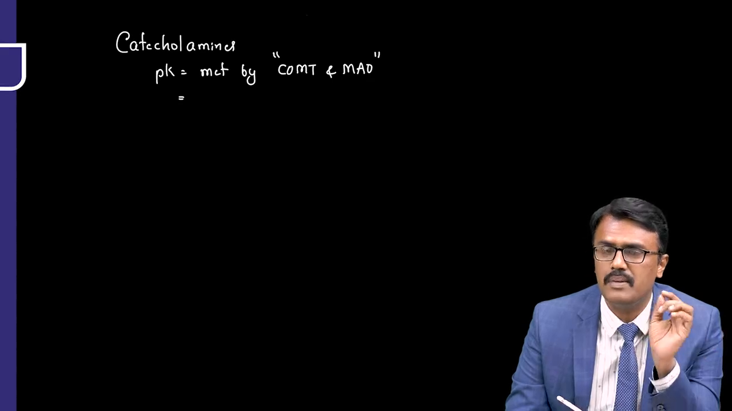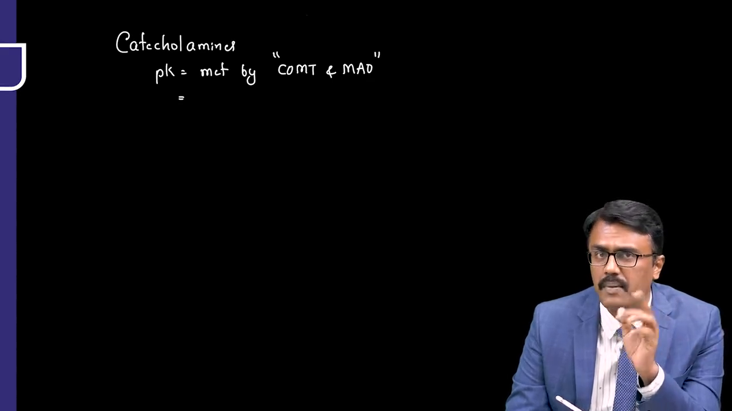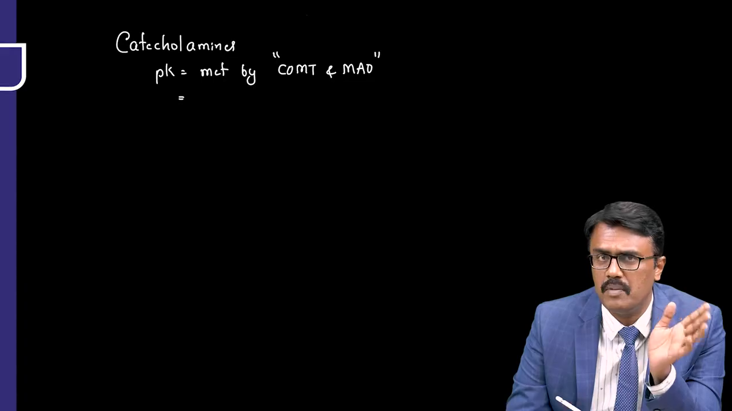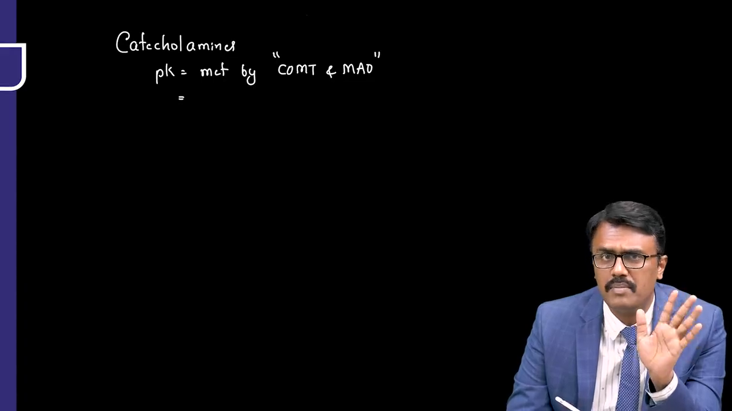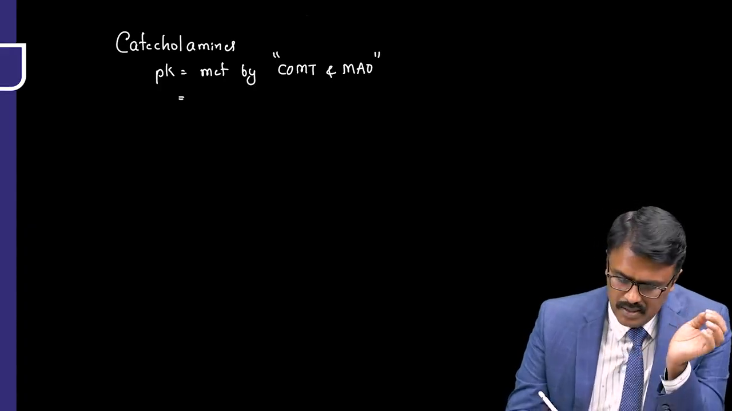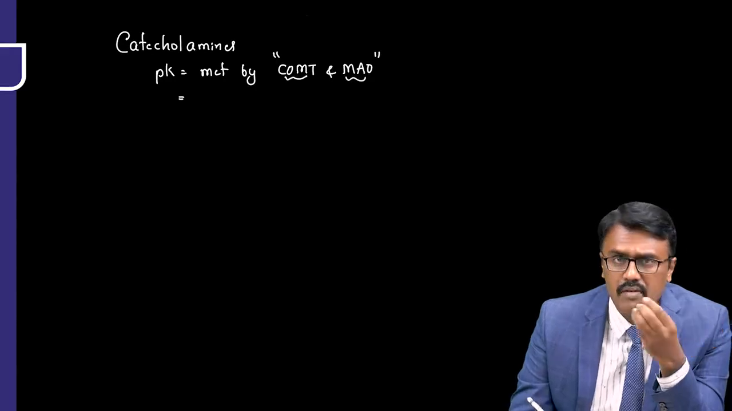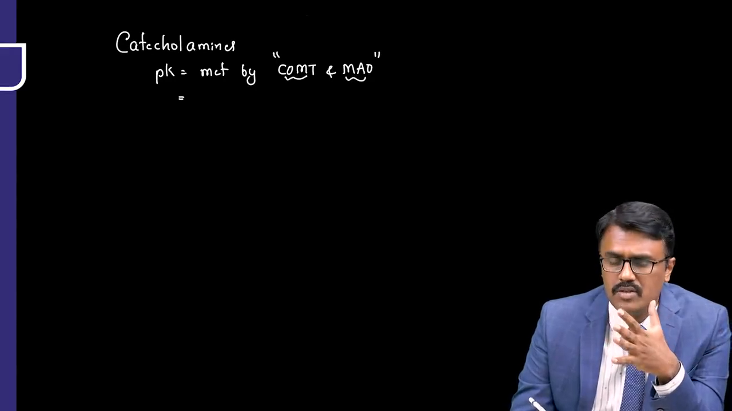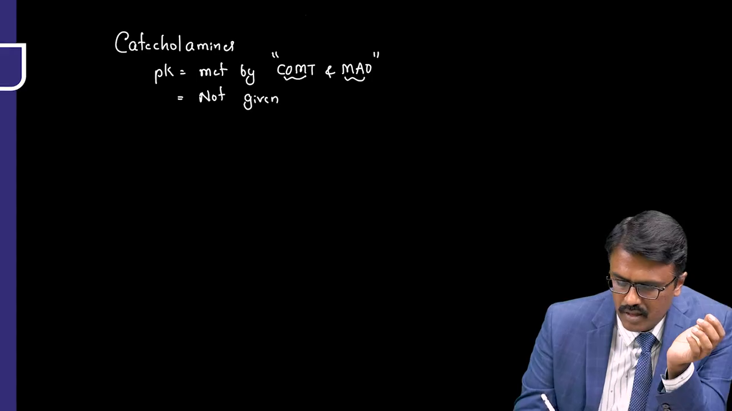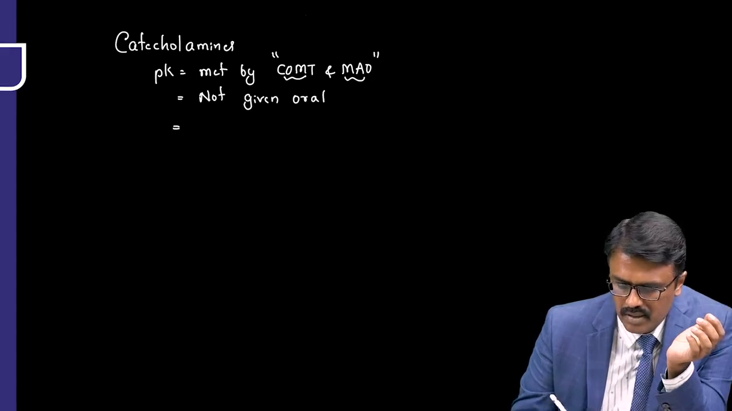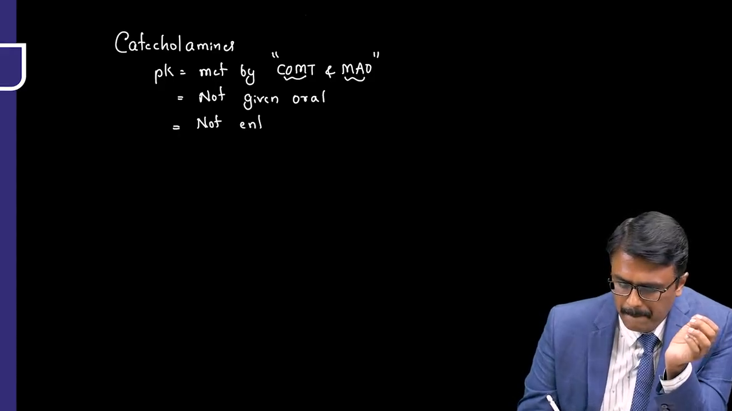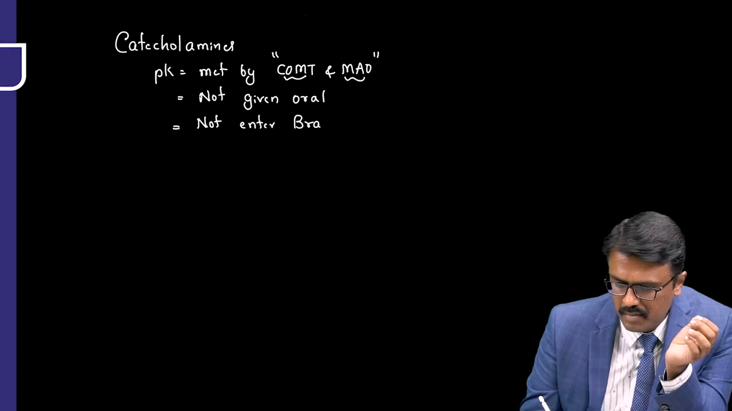I told you in the beginning, normal action is terminated by uptake. Minor is also metabolized by COMT, major is metabolized by MAO, but termination is mainly by uptake. But when you give it from outside, it is metabolized by COMT. COMT and MAO are everywhere. Even if you take these drugs orally, they are metabolized, so they are not given orally. You cannot give adrenaline orally to the patient because it is metabolized. They will not enter the brain. The reason is they are metabolized.